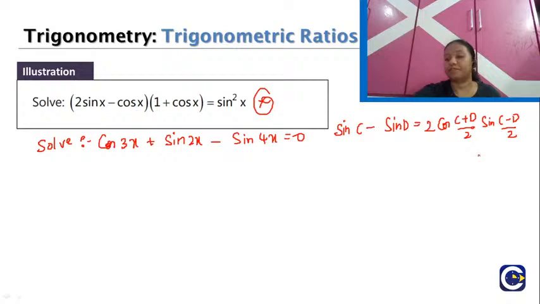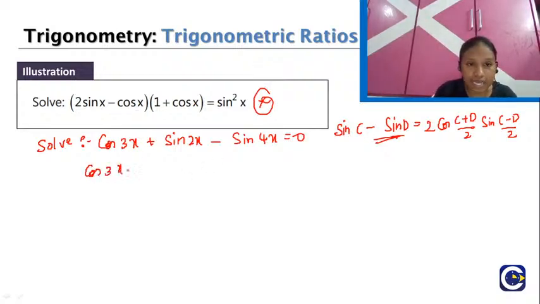Okay, it's already been 5 minutes. So I have even given you the hint here. So I'll just solve this question and let you know. So here, as I told you, we'll be applying the formula of sin C minus sin D. So cos 3x will be remaining as it is.